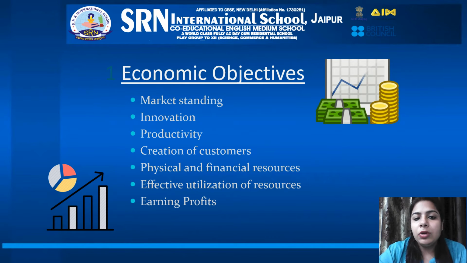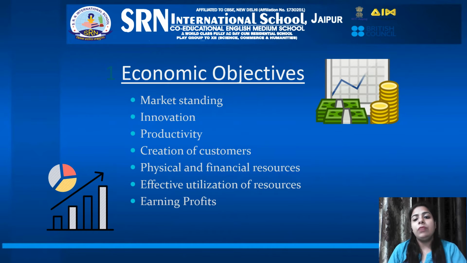Now in economic objective, as the name suggests, the economic objective means the objective of a business which is related to the monetary benefit or some kind of benefit related to its business. First is market standing. Market standing means the goodwill. When you are doing a business, it's very necessary to withstand in a market to create a goodwill for your business. Second is innovation. When you are starting a business or you are in any kind of business activity, it's very important that you innovate on a continuous basis. Some kind of creativity is required in your business activity.